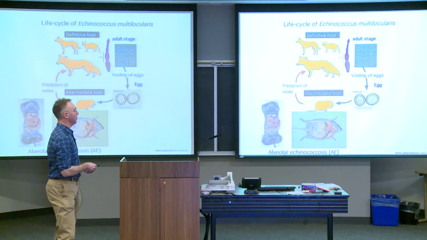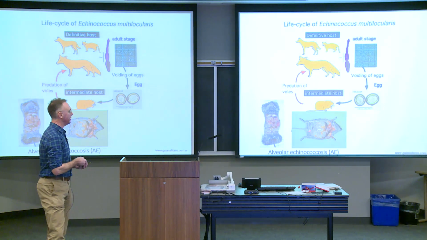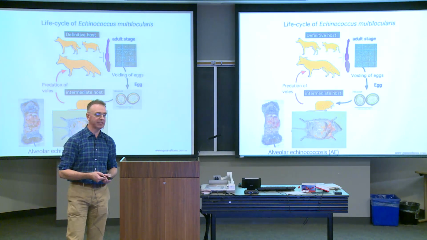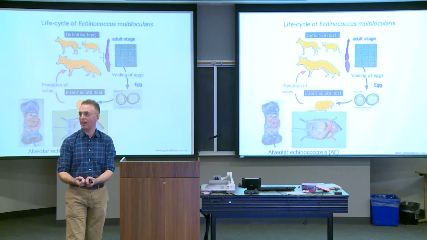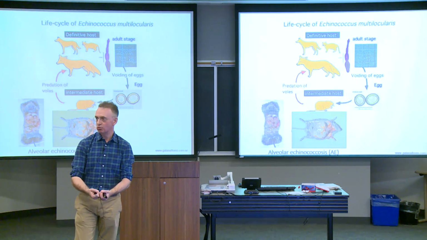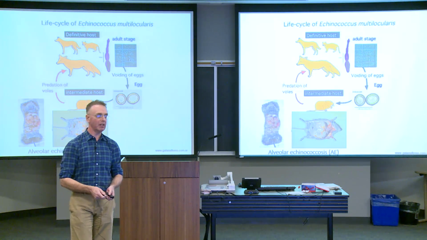The adult tapeworms almost never make wild canids sick. The intermediate stage typically causes death eventually, the disease of alveolar echinococcosis. So how do wild canids get infected? Shouldn't be surprising, by eating infected rodents. That's the life cycle as it typically occurs.